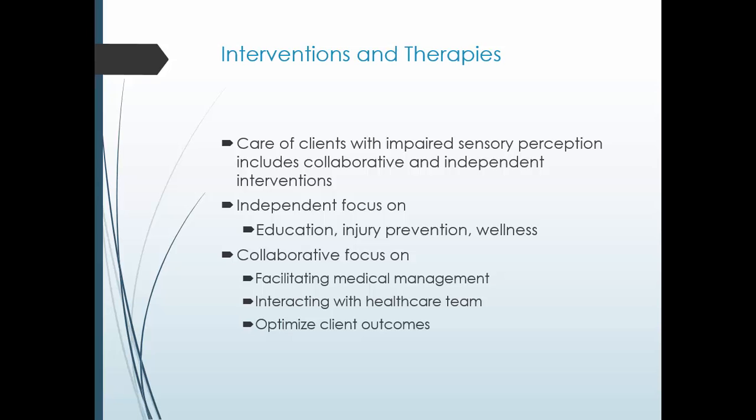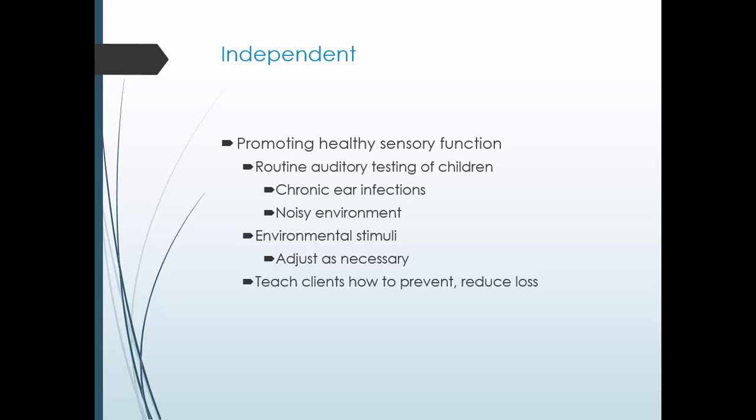Interventions and therapies. Care of clients with impaired sensory perception includes collaborative and independent interventions. The independent interventions are going to focus on education, injury prevention, and wellness promotion. Collaboration will focus on facilitating medical management of patients' condition, interacting with the healthcare team to optimize client outcomes. Looking at independent in more detail, promoting healthy sensory function is needed.